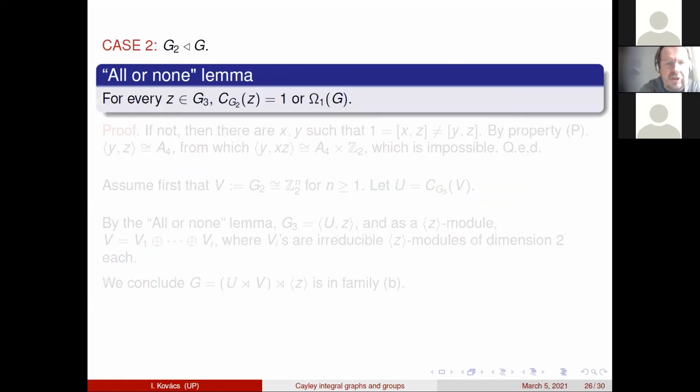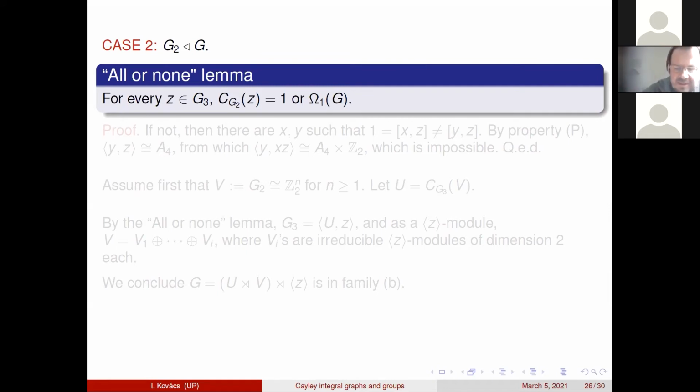The next case is when G2 is normal in G. So when G2 is normal in G, you can make a simple observation, which we call the all or none lemma. It says that if you take any element of order 3, then its centralizer either contains no involutions of G2 or centralizes all involutions.